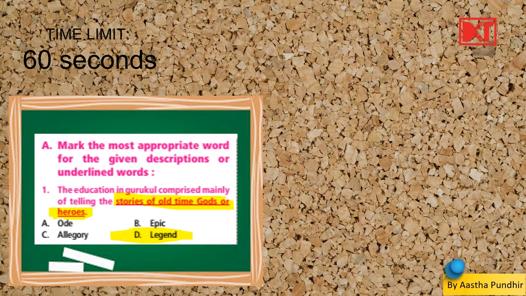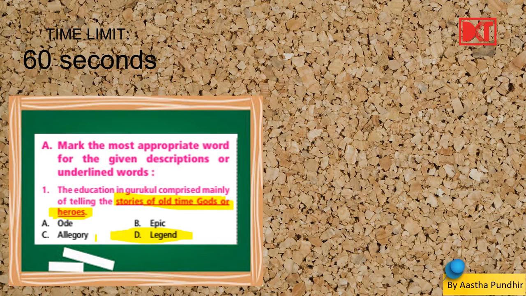Okay, now we have the other, like here we have ode. Ode is sort of a tribute poem which is given to someone. Then we have epic. Epic is also a story, which is actually from certain older tradition, but it's very long. Then we have allegory.